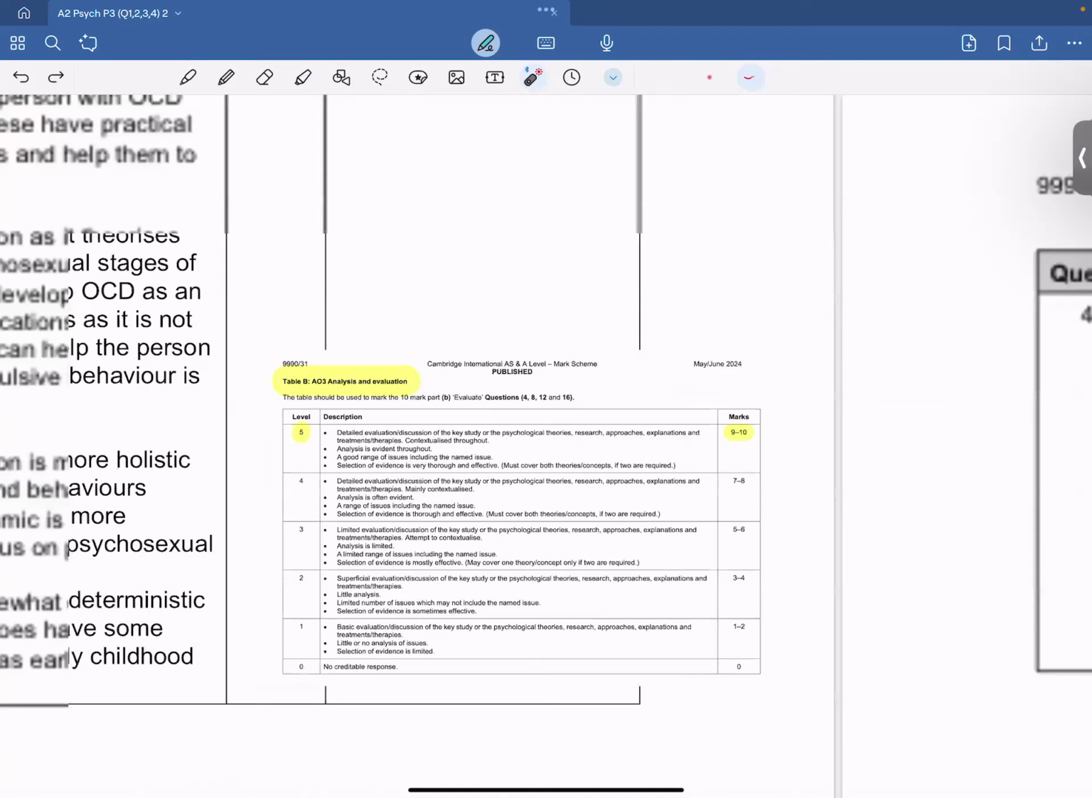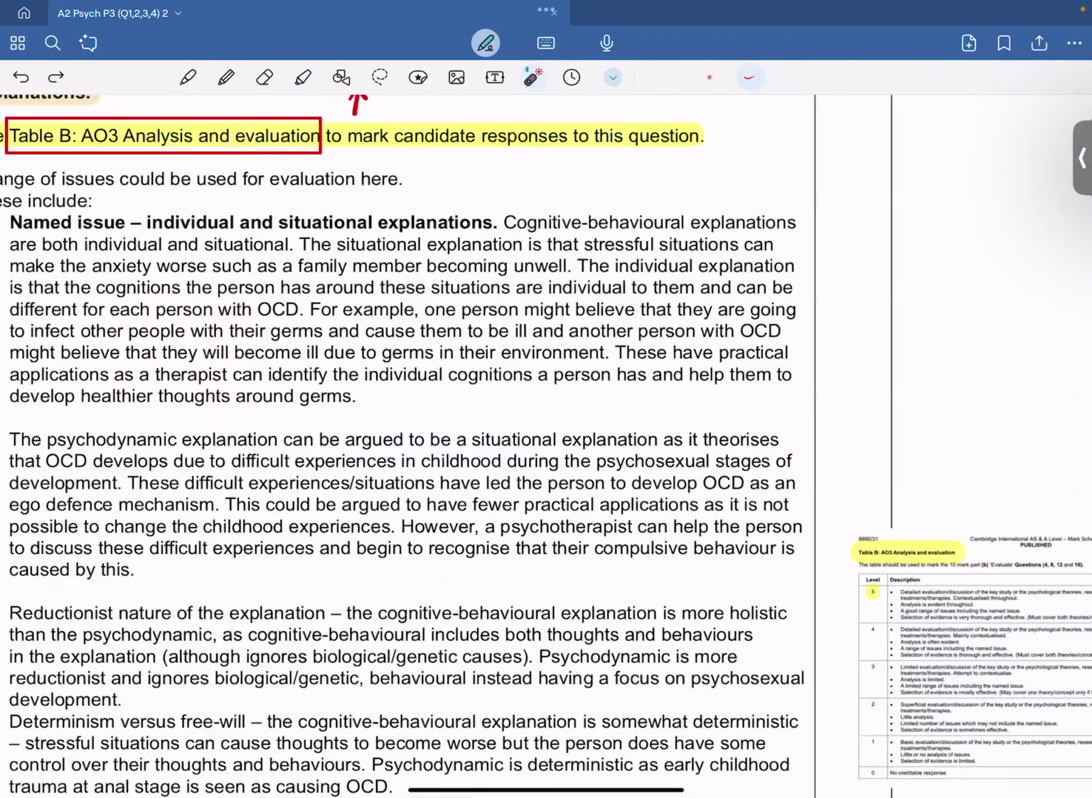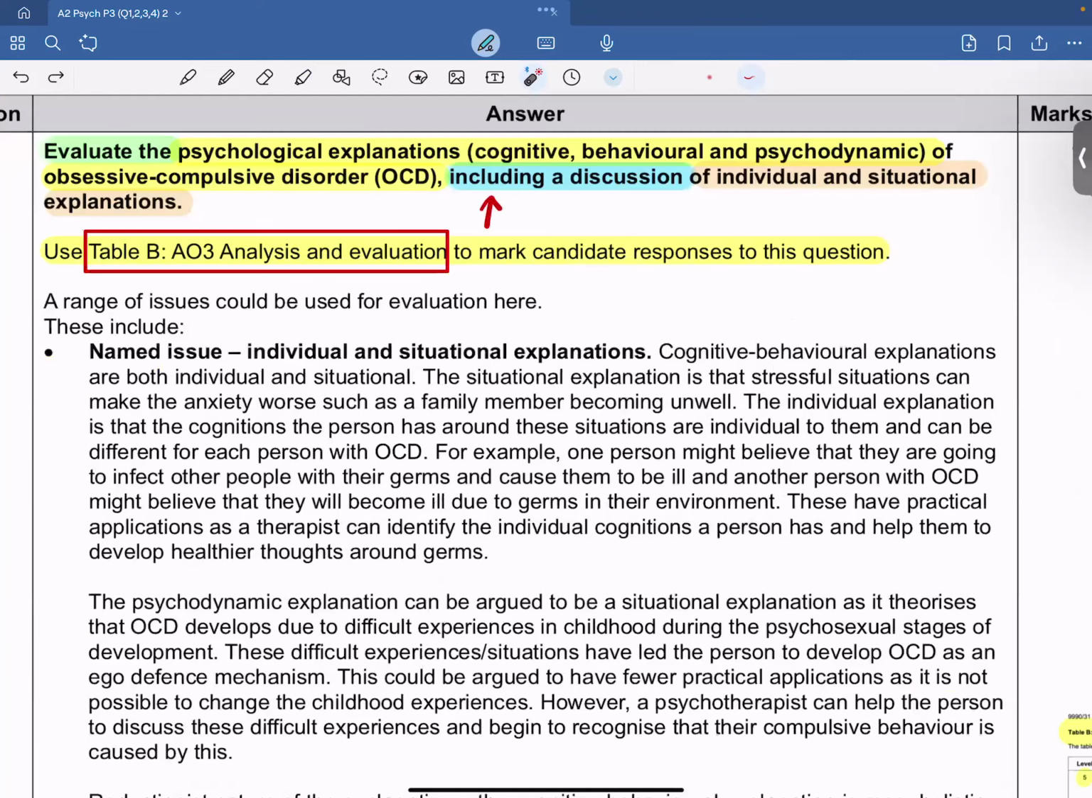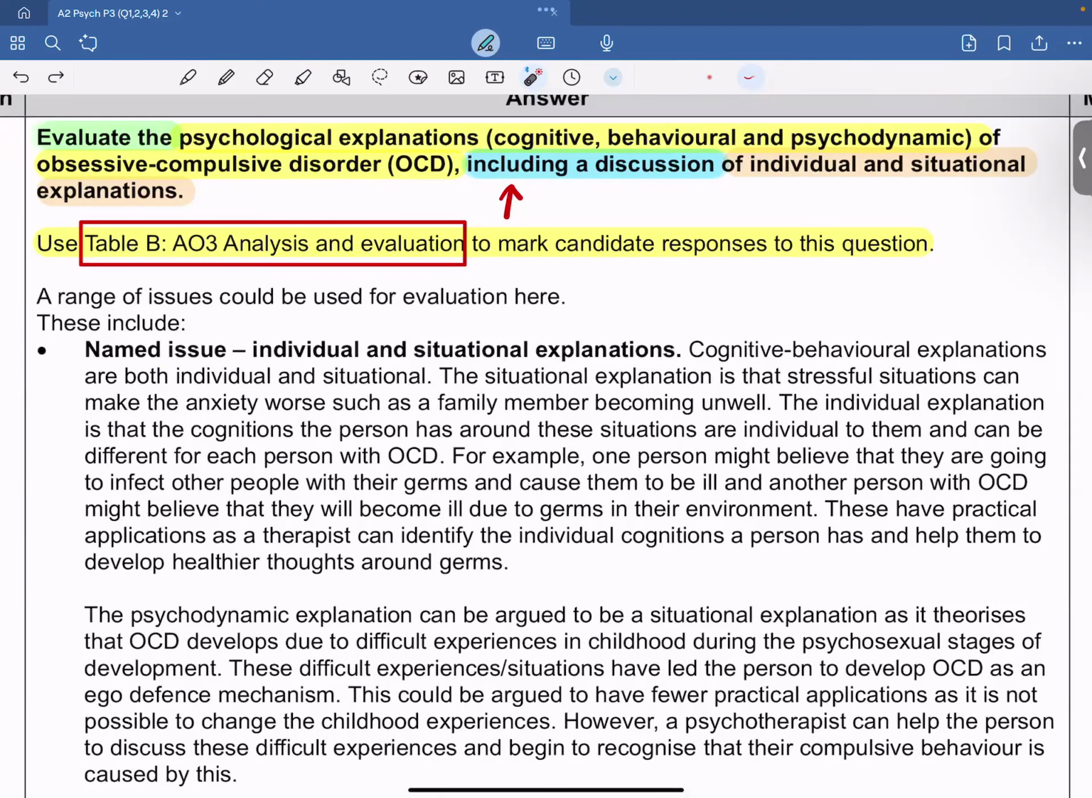Now, taking this ahead, if I have a look at this question again, and then we move on towards the marking scheme. Evaluate the psychological explanations, that is cognitive, behavioral, and psychodynamic of obsessive compulsive disorder, including a discussion of individual and situational explanation. So, number one, the named issue over here is individual and situational explanation. This part. Why is it that we're referring to this as a named issue? Because the examiner has specified this in the question that this particular debate has to be there or is to be a part of your answer.